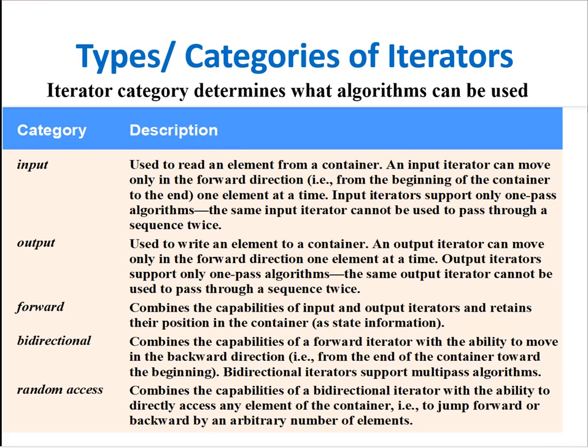Forward combines the capability of input and output iterators. Bidirectional combines the capability of forward, input and output. Random access combines the capability of bidirectional, forward, input and output iterators.